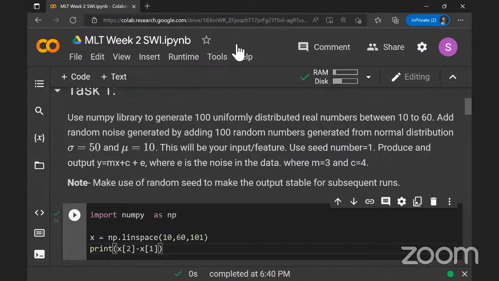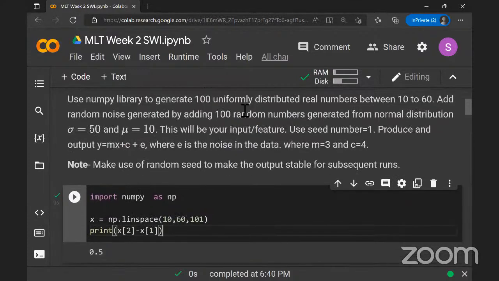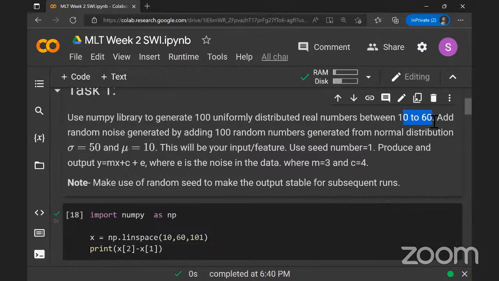np.random.uniform, sir. And we also have random.uniform. Okay, yeah, you can use that also. So now we have done the first statement, that we have generated 100 uniformly distributed numbers.